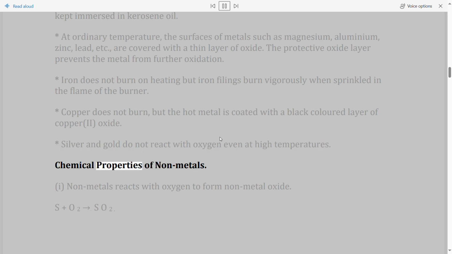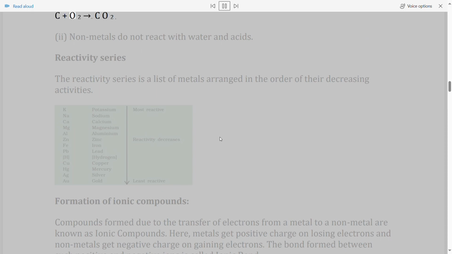Chemical properties of nonmetals. 1. Nonmetals react with oxygen to form nonmetal oxide. S plus O2 gives SO2. C plus O2 gives CO2. 2. Nonmetals do not react with water and acids. Reactivity series. The reactivity series is a list of metals arranged in the order of their decreasing activities.